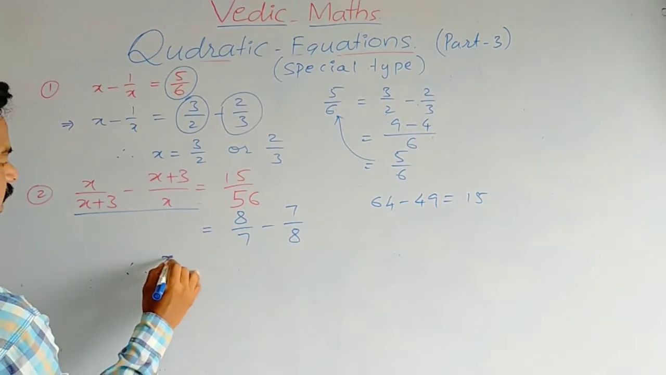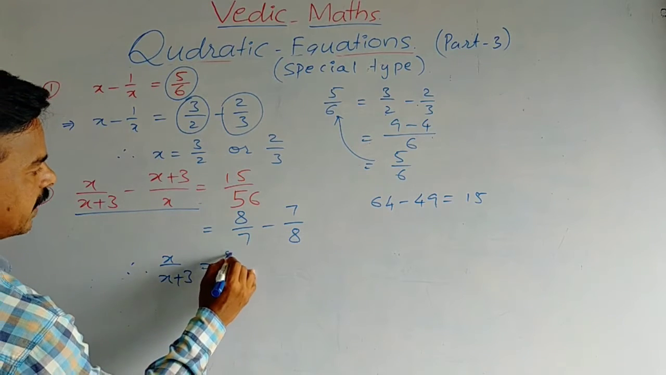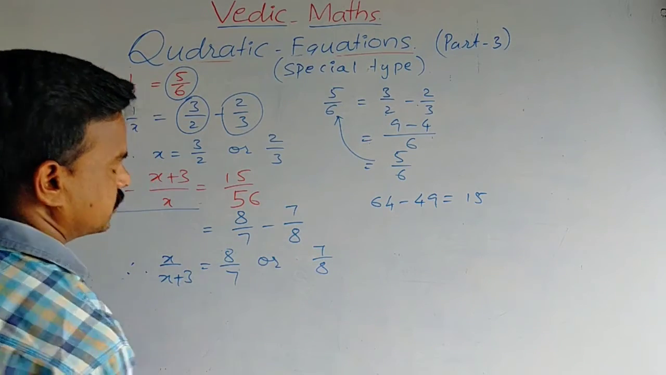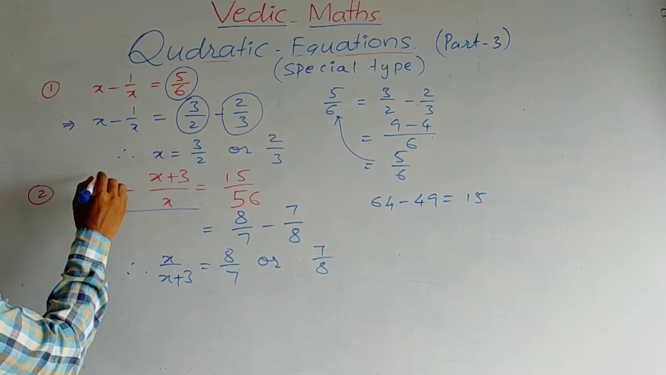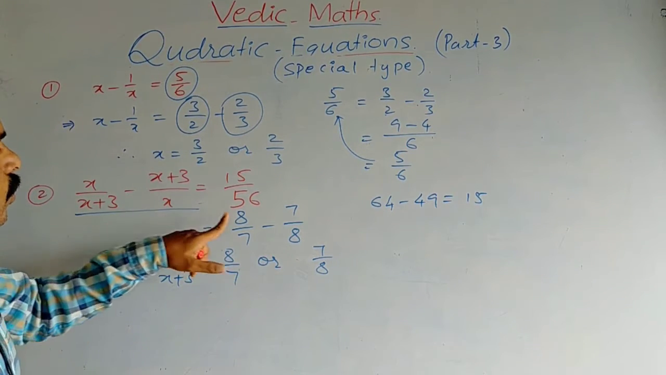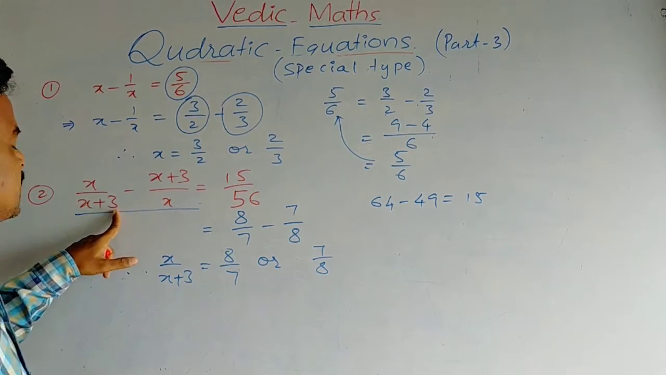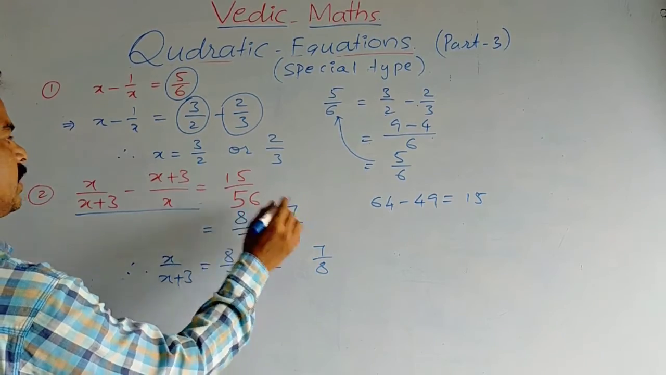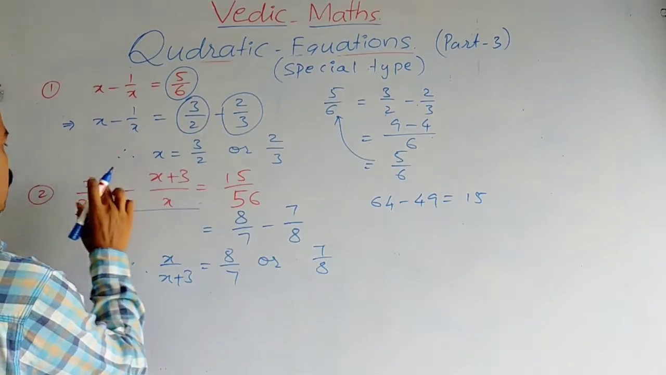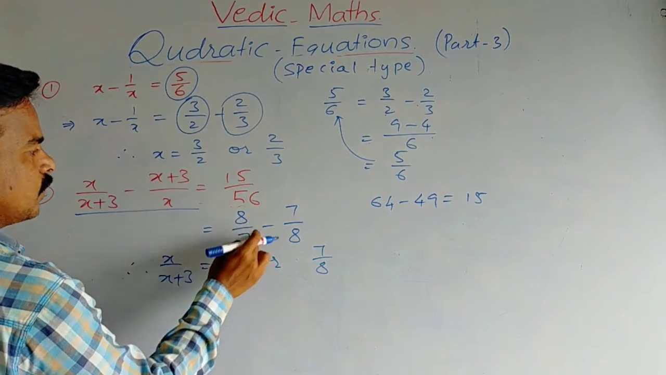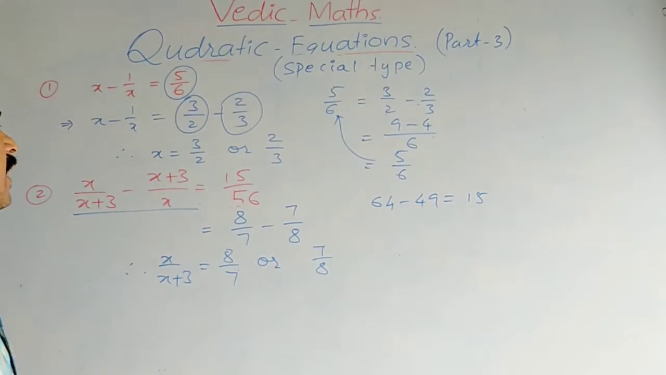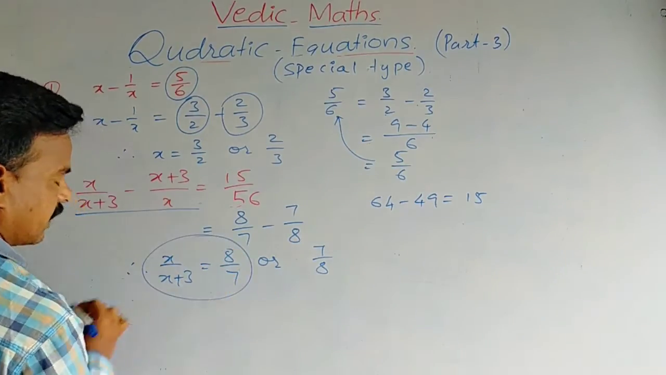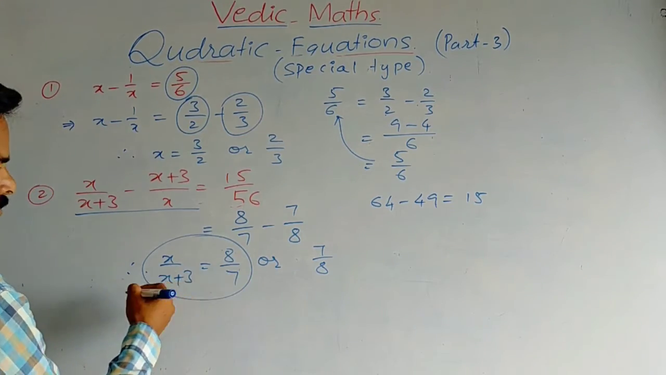Therefore, we can write x by x plus 3 is equal to 8 by 7 or 7 by 8. If you take x by x plus 3 equal to 8 by 7, then the other one, x plus 3 by x, is equal to the second one, because both are reciprocals. Then if you take the first case first, we can solve like this.